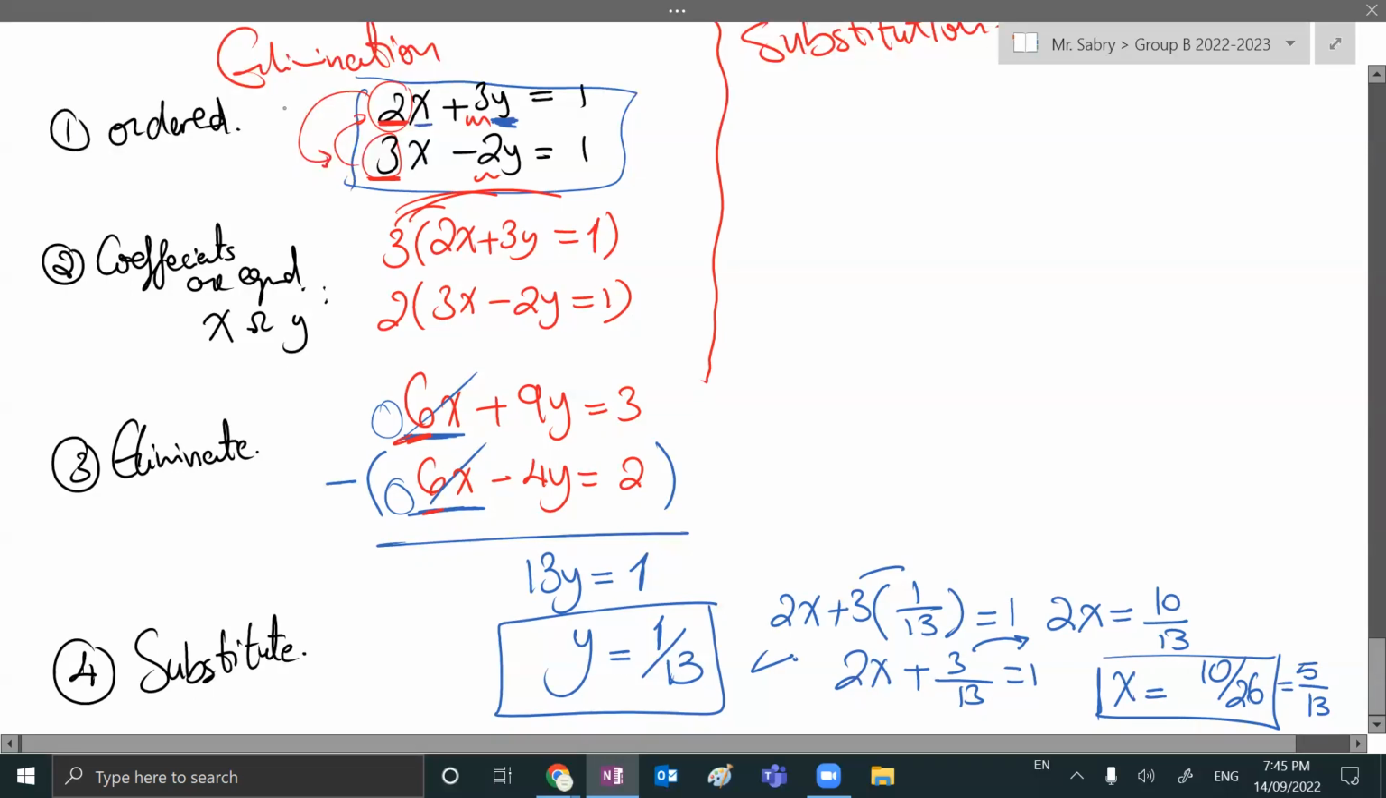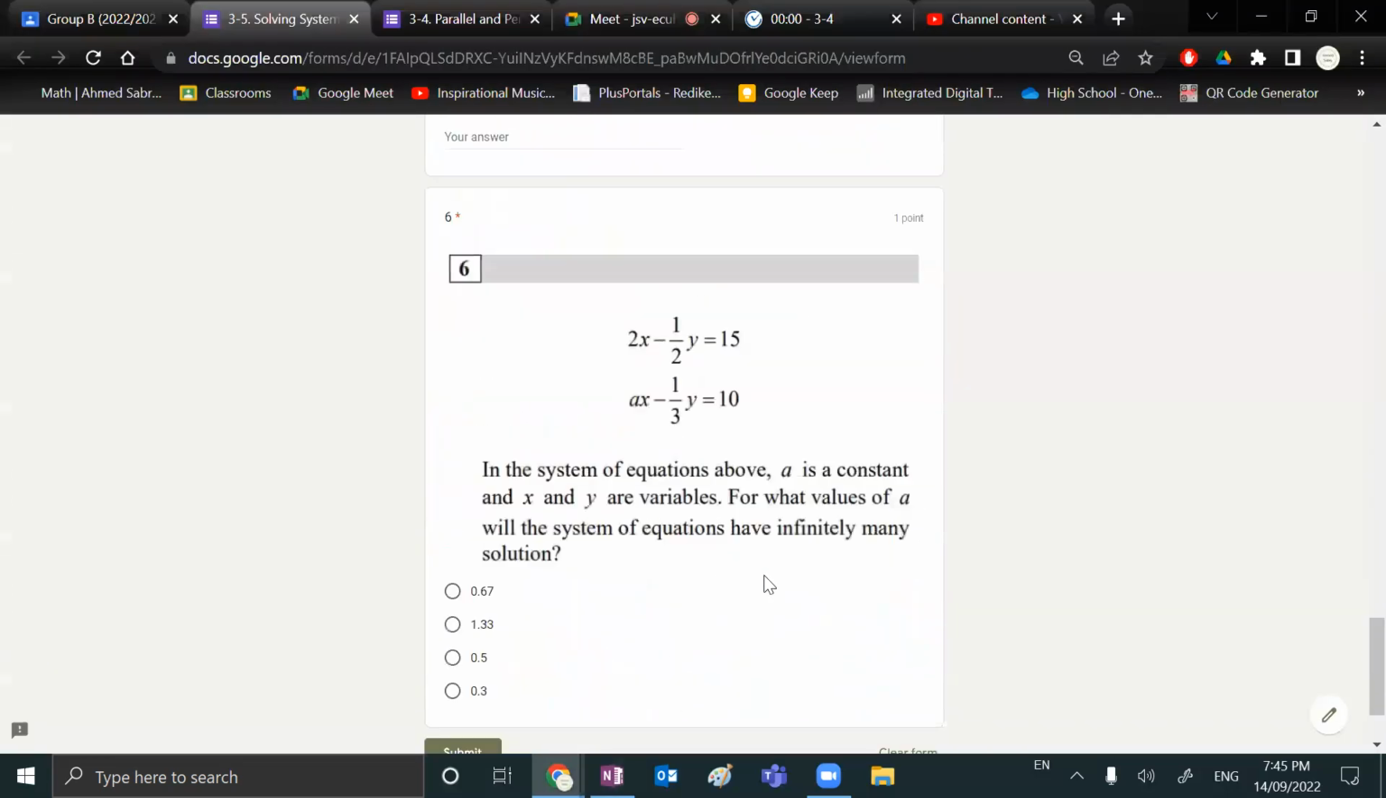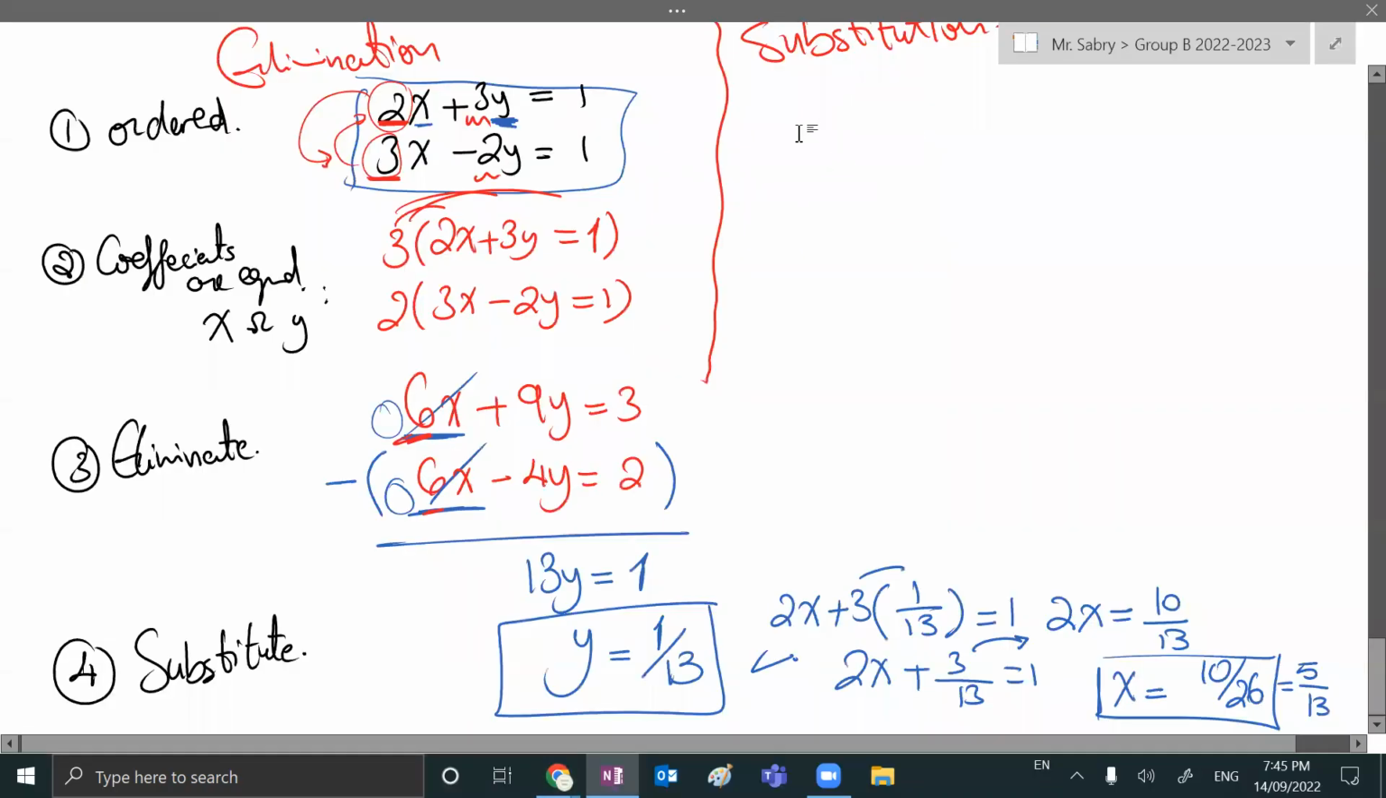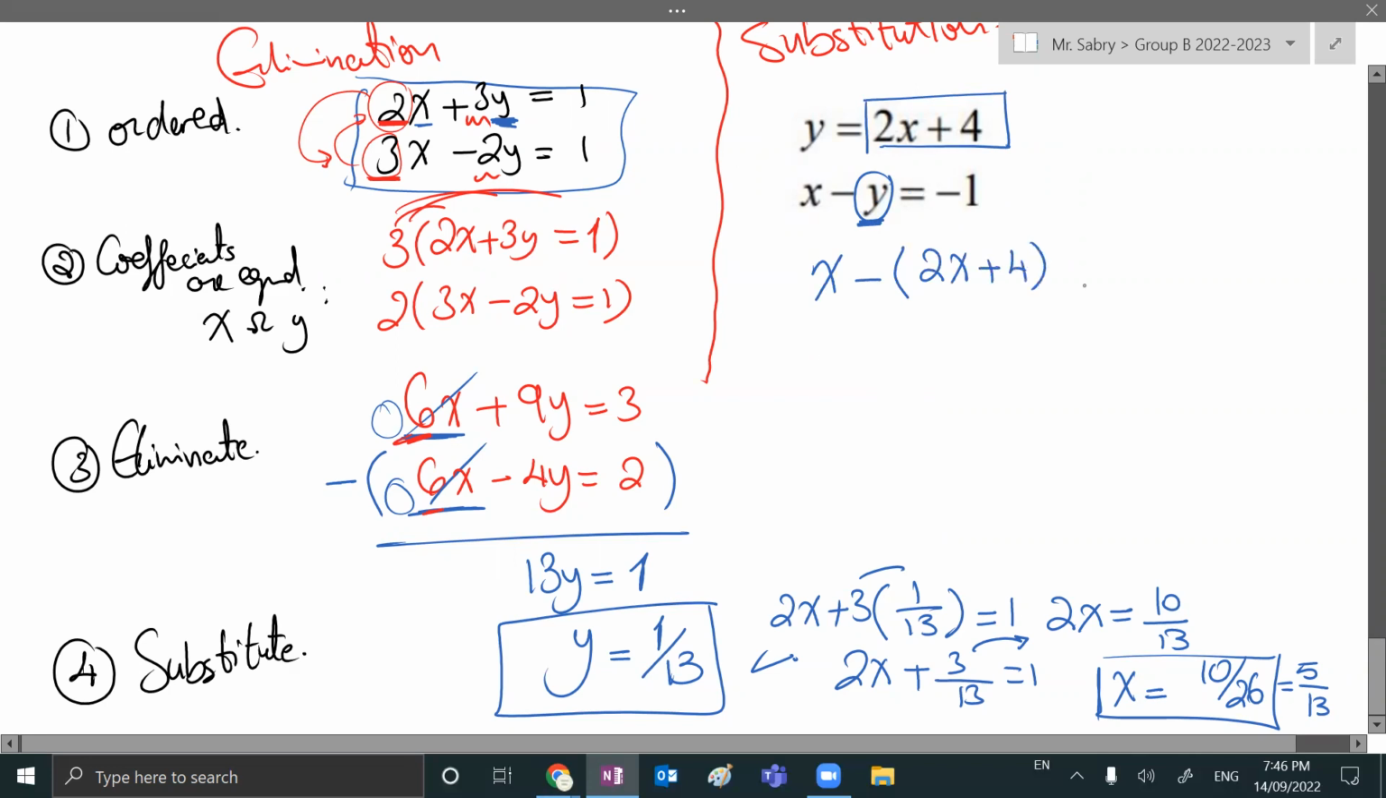The substitution method, on the other hand, is much better if we have one of the variables already completely alone on one side of the equation. Like, I'll just take this one as an example. Like this one. So here we already have the y equals to everything else. So what we're going to do is to actually substitute. Instead of this y in the other equation, I'll substitute what's equivalent to the y, which is the entire 2x plus 4. So I'll say that x is now minus, and I'll open a bracket, and I'll put the 2x plus 4 inside here, equals to the negative 1.